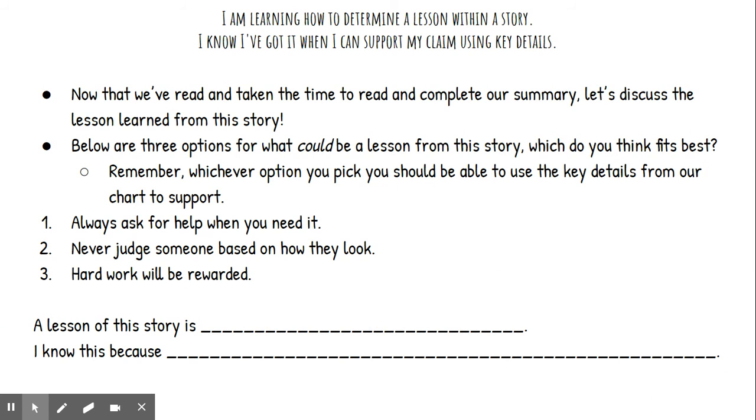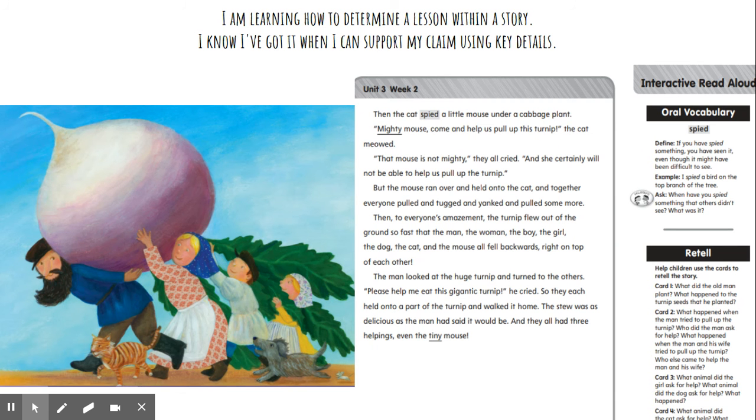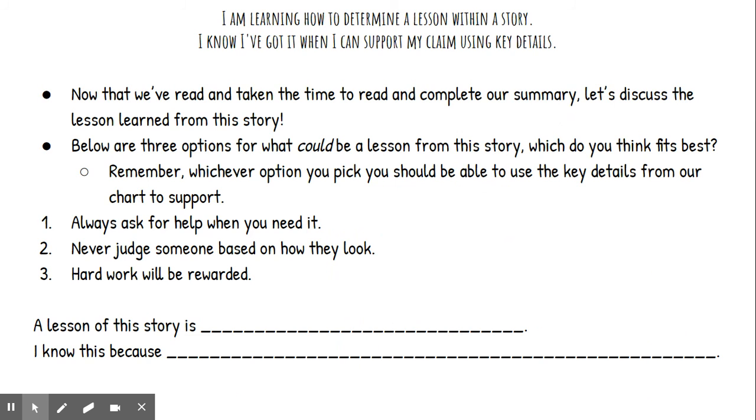So, now that we've read the story, we're going to, one, make sure your summary is completed. This last part should go in the end, so the very last finger. Then we're going to talk about what we learned from the story, so what the lesson was.